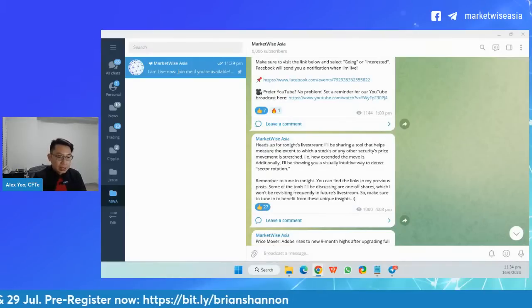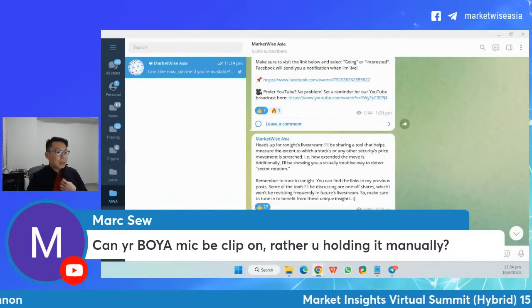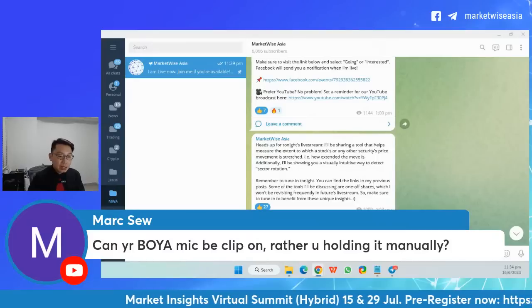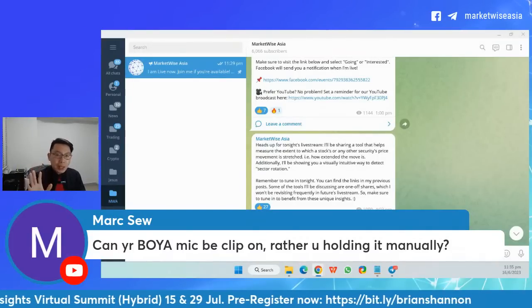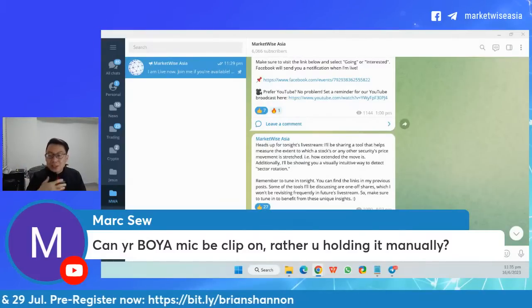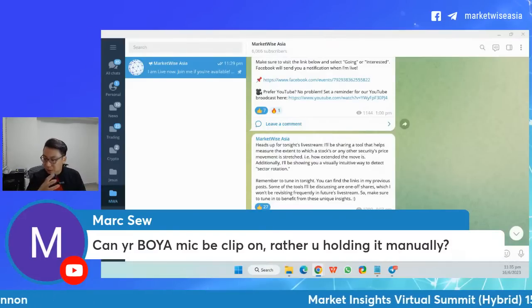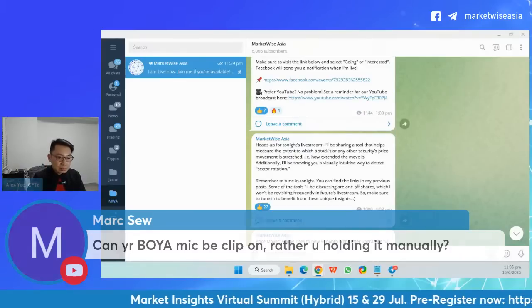Can your Boya be clip on rather than you hold? Yeah, I'm clipping it on to my jacket right now, on to my shirt right now. Anyway, there are some knockoff or OEM brands of this kind of wireless mic. This is not a Bluetooth mic. This is actually using 2.4 gigahertz transmission. So it is not Bluetooth. All right, let me just hide this.